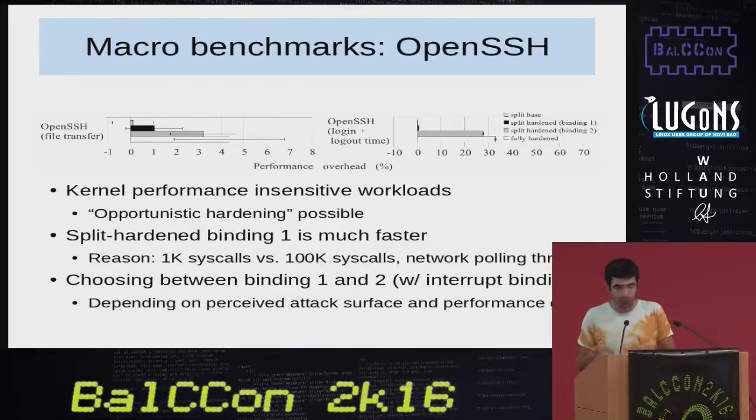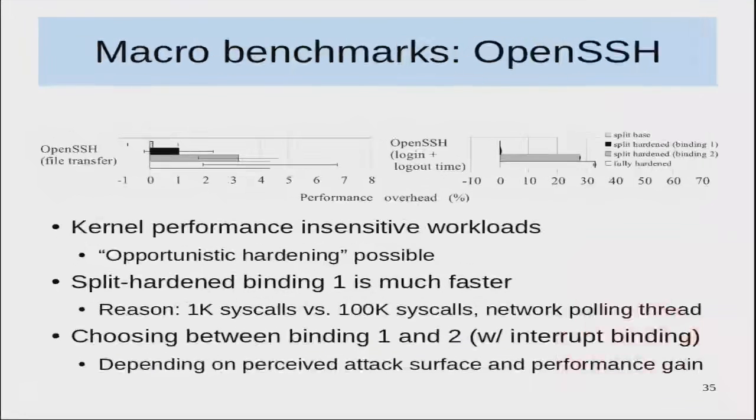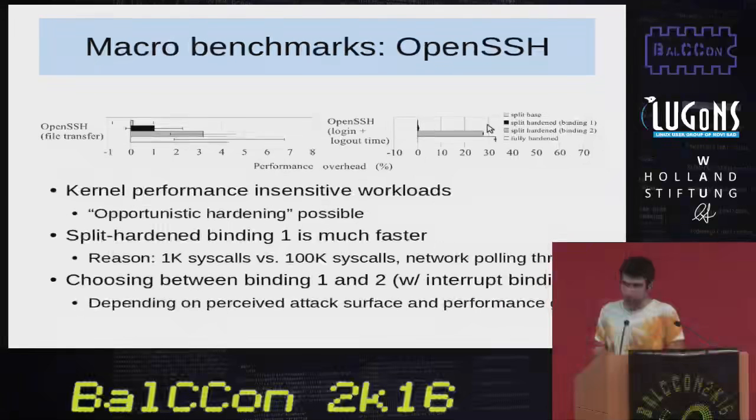Now some macro benchmarks. We talk about the OpenSSH use case. Inside the paper, there are more benchmarks if you're interested. We do 2 benchmarks with OpenSSH. One is file transfer. We just transfer a big file and look at how much time it takes. The second one is the login and logout time, and how it is affected in the different settings. We have split base, as I mentioned before, which means that we're running split kernel but in base mode. There's the split hardened case, which has two different modes that I will explain later on. And the fully hardened case, which is without split kernel, but with all of the hardening mechanisms.